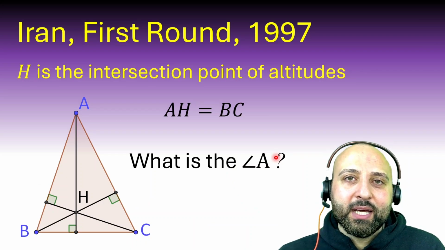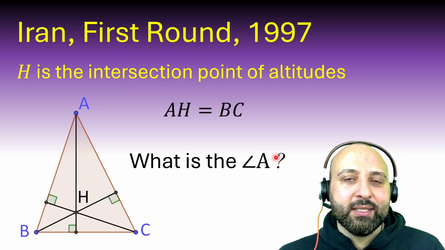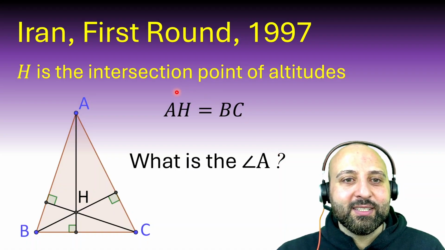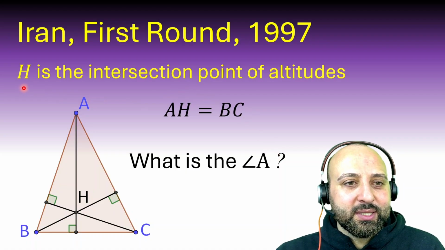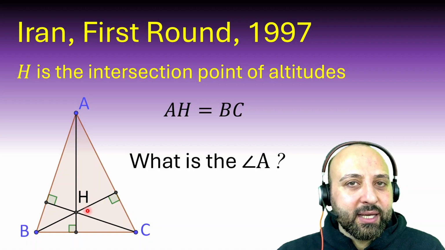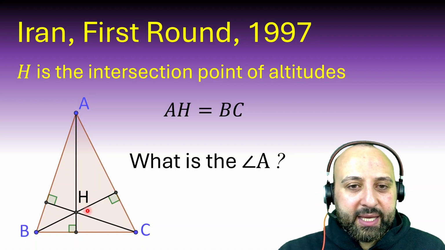Hi, here we have another question from Iranian Mathematical Olympiad round number 1, year 1997. This is a geometry question and it was among the easiest questions in that exam. It says, H is the intersection point of altitudes of triangle ABC, and we know that AH is equal to BC. The question is, what is the angle A?